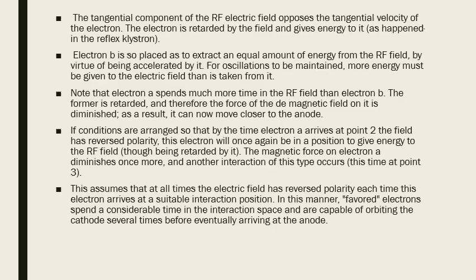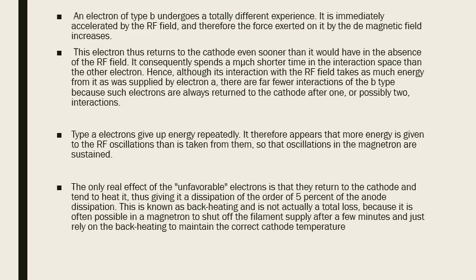The same explanation about the pi mode of oscillation has been explained over here for different types of electrons. You may well understand the difference between the favorable electrons and unfavorable electrons. Magnetron would love to have the maximum number of favorable electrons. Here the effect of what I told you about the unfavorable electrons has been shown. If it is returning back to the cathode, it is bad. So what do we do? We shut down the magnetron for some time to maintain the correct cathode temperature. Now we'll see the phase focusing effect.